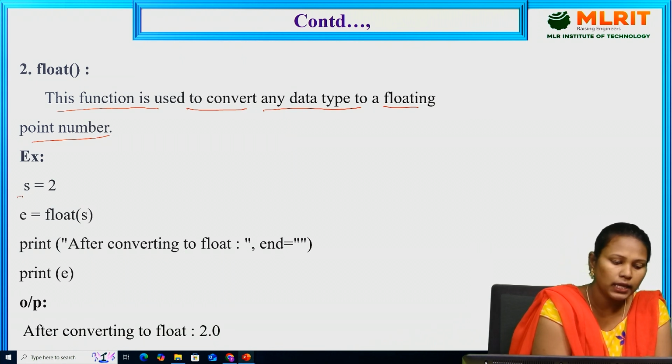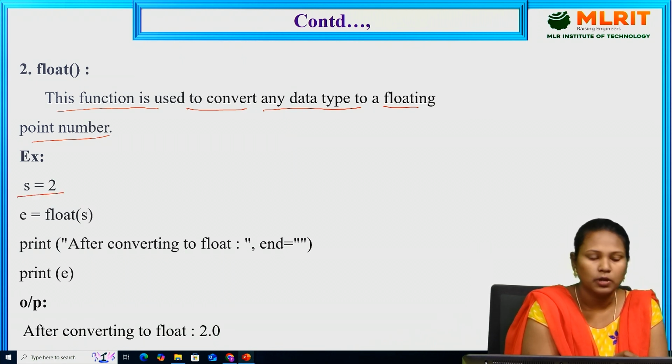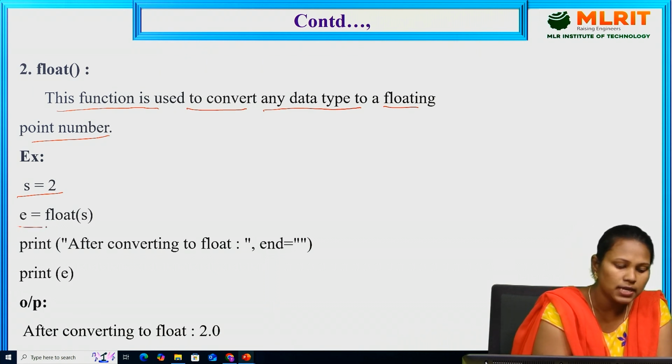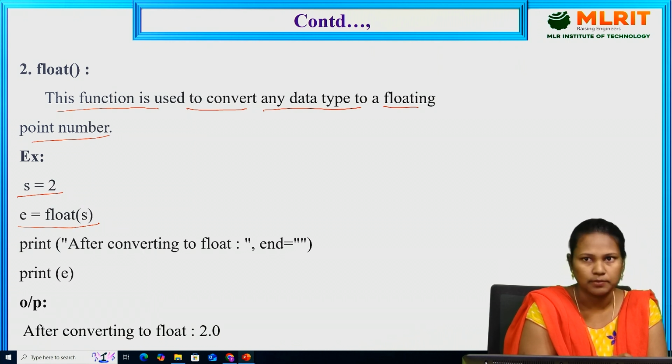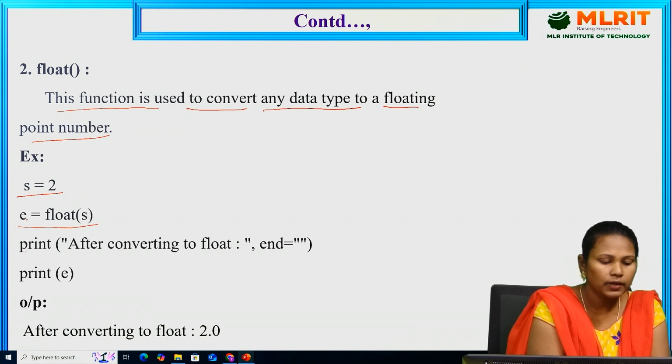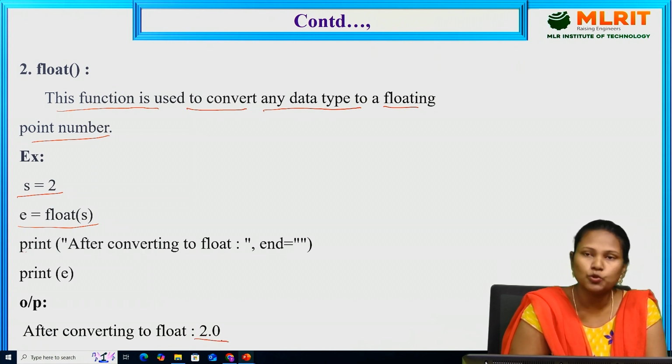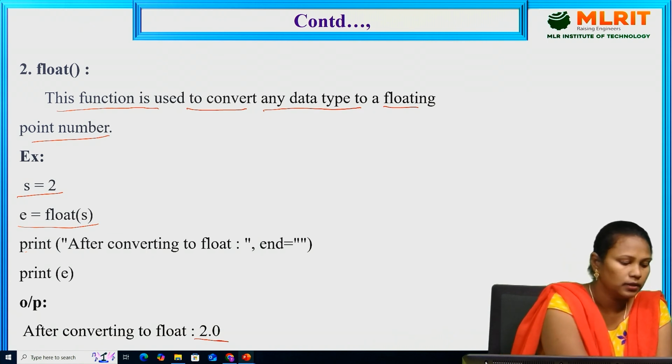So I am taking s is equal to 2. It is the integer value. Now I want to convert the data into the float type. So e is equal to float of s. So we are converting the s value. The result is 2.0. In this way we are converting the integer to float.